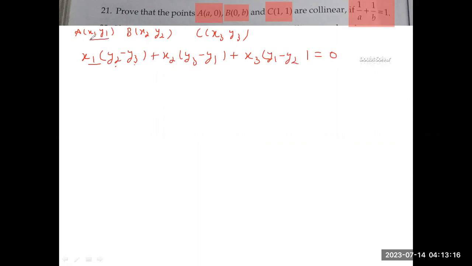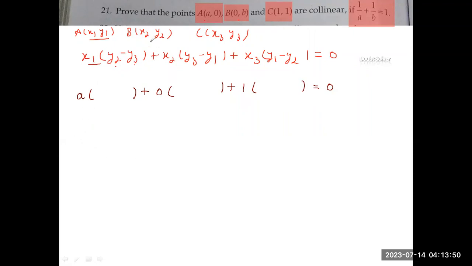So here I'm assuming A as (x1, y1), B as (x2, y2), and C as (x3, y3). Let's just solve this up. So let's substitute the values in the formula. The easiest way to fill it up is to write down the values of x first, taking appropriate space, and then fill the values of y. They are collinear, so that's why I'm taking the whole condition as 0, and I have to prove 1 by a plus 1 by b equals 1.